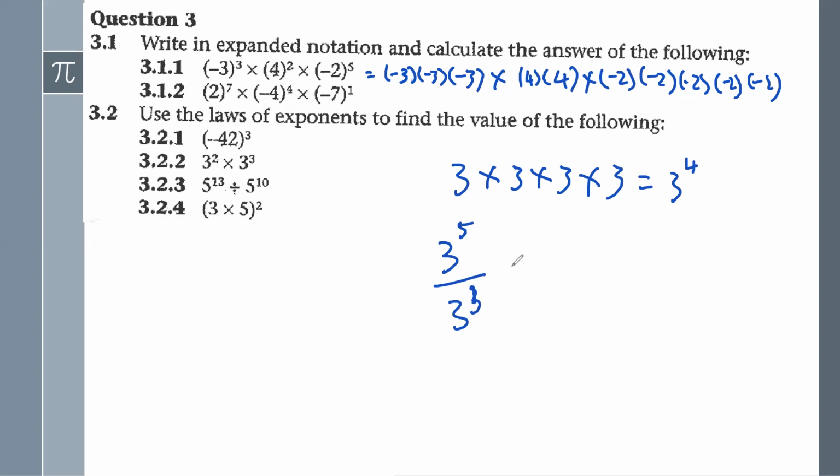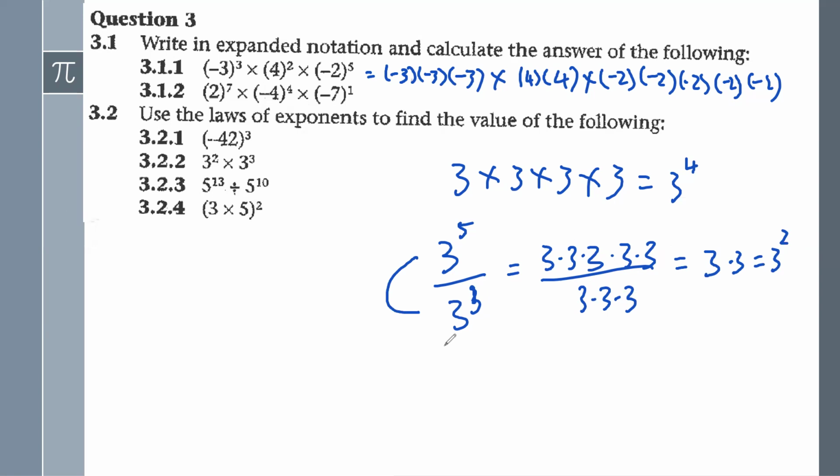So what happened? We actually wrote 3 times 3 times 3 times 3 times 3 over 3 times 3 times 3, and we ended up with an answer. I think this was squared, but it's fine. We have cubes. In this case, we'll have 3 times 3, which is just 3 squared. But this is not an accident. If you notice, the bases here are the same. So this is actually 3 to the 5 minus 3, which is 3 to the 2.